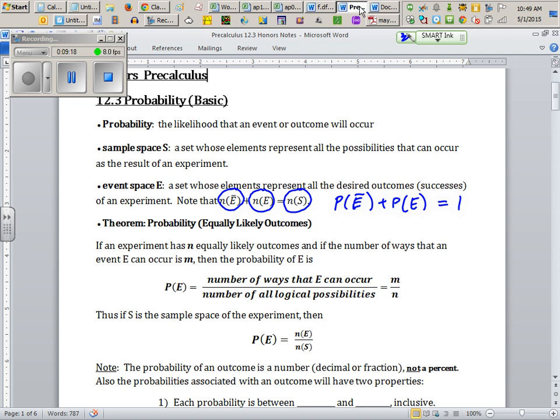Can you tell what the algebraic relationship is between these 2 equations? What would you divide both sides by in this equation to get 1 on the right?